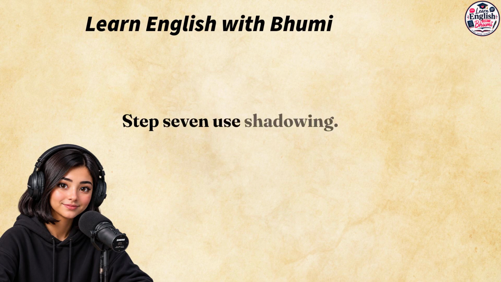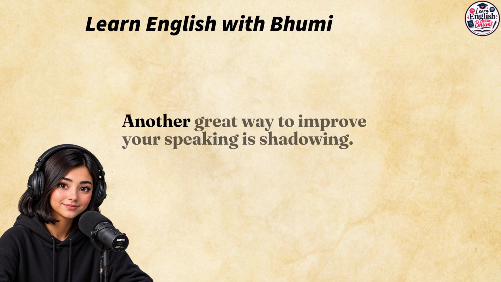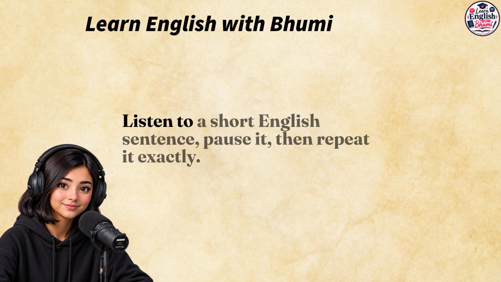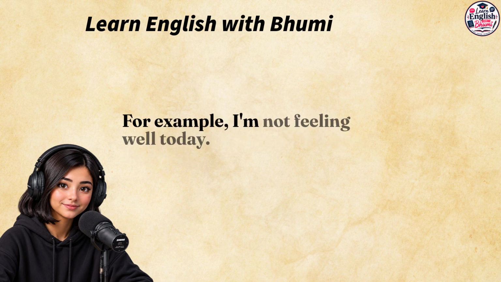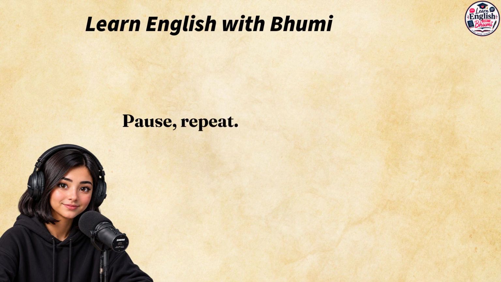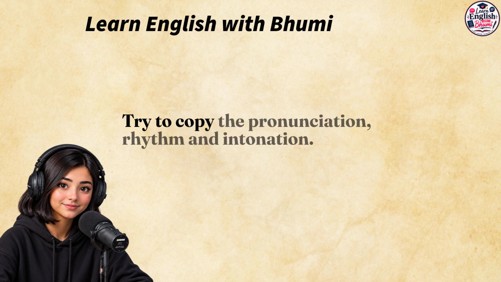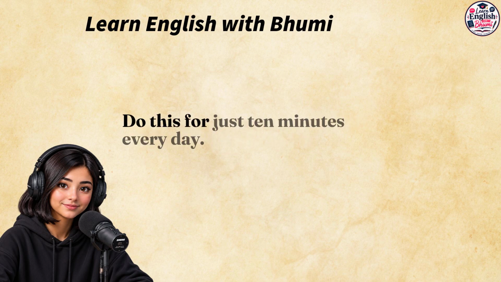Step 7. Use shadowing. Another great way to improve your speaking is shadowing. Listen to a short English sentence, pause it, then repeat it exactly. For example, I'm not feeling well today. Listen, pause, repeat, I'm not feeling well today. Try to copy the pronunciation, rhythm, and intonation. Do this for just 10 minutes every day.